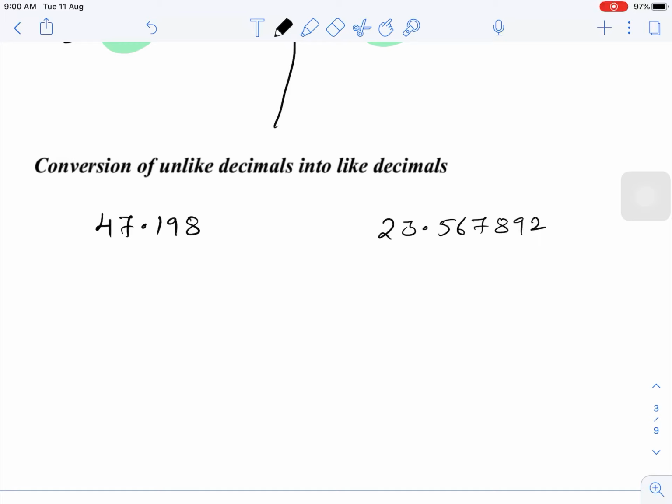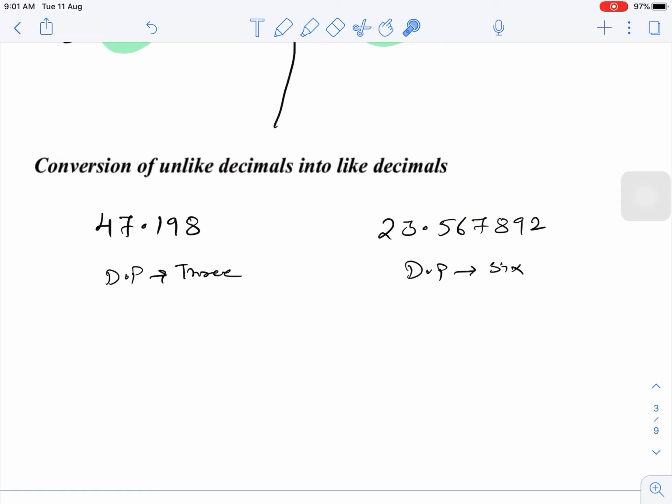Okay, now if you look at both the numbers, it can be seen that here after the decimal there are 3 digits, so the decimal place is 3. Here after the decimal there are 6 digits, so the decimal place is 6. Okay, so I am writing here decimal place 3, here decimal place 6. Now these both are unlike decimals.